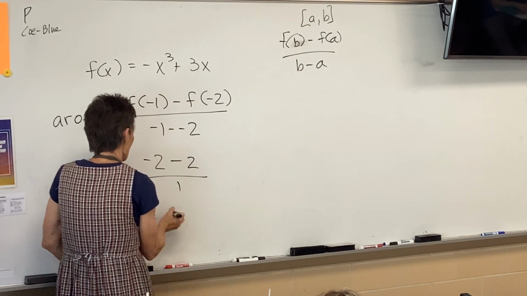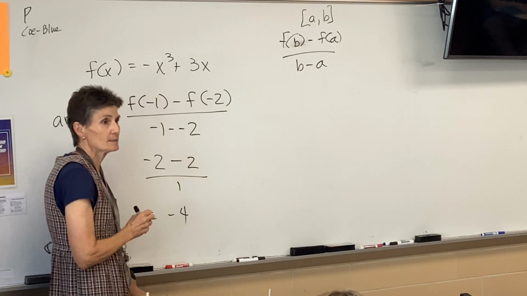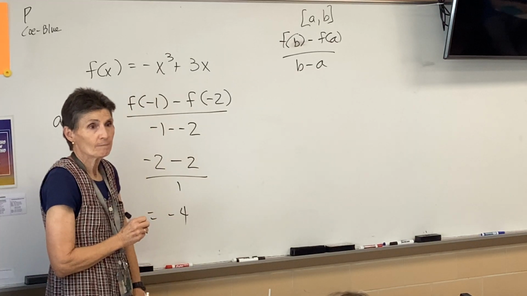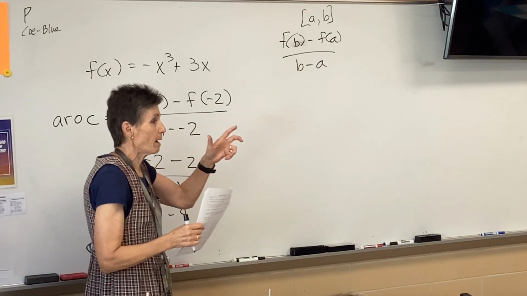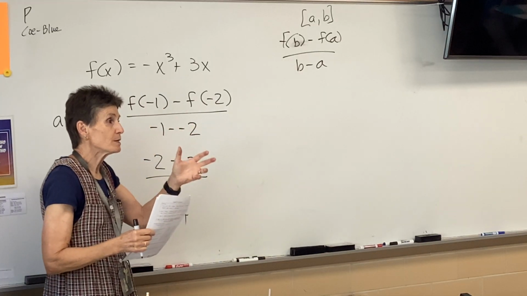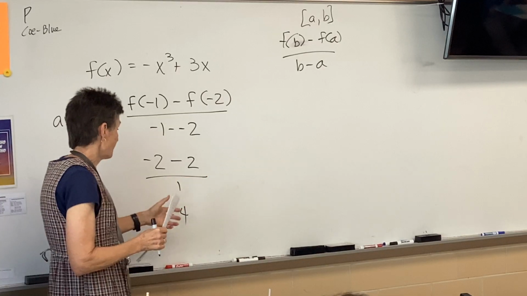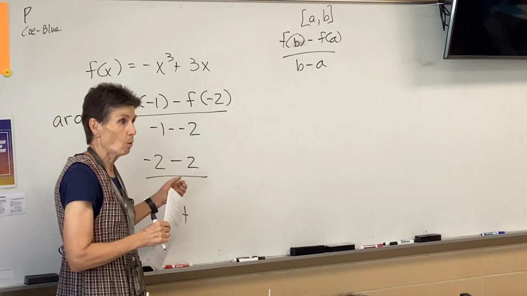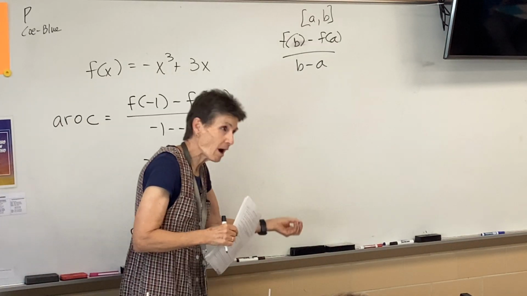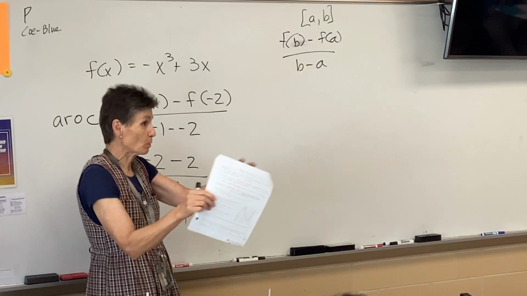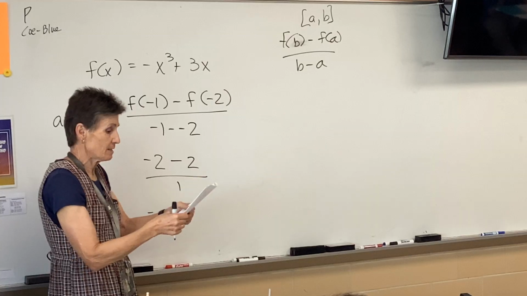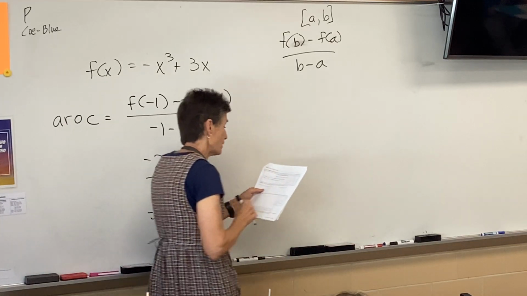Over 1. So it looks like your average rate of change is -4. And in a real problem, there'd be a unit on that, like feet per second or dollars per hour or something like that. It's a rate of change, so something per something. We don't have that here. All right, you try the second one. Do the same thing.